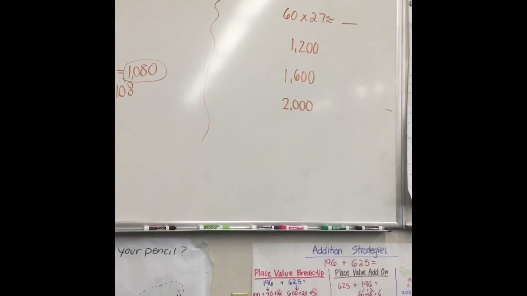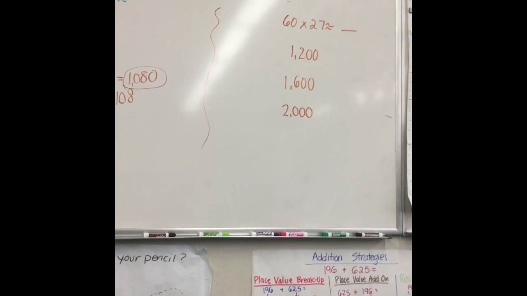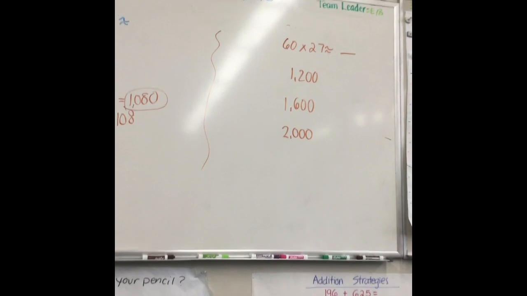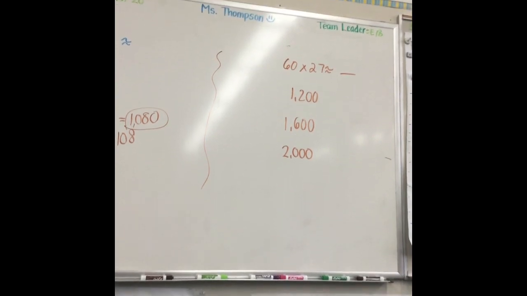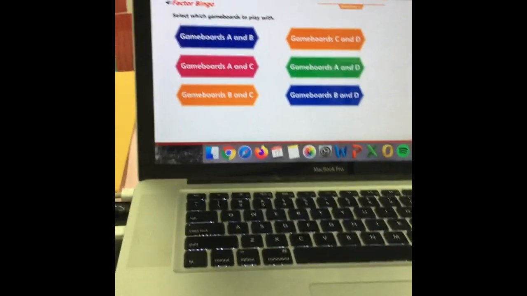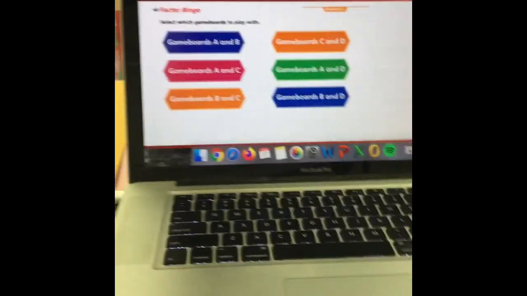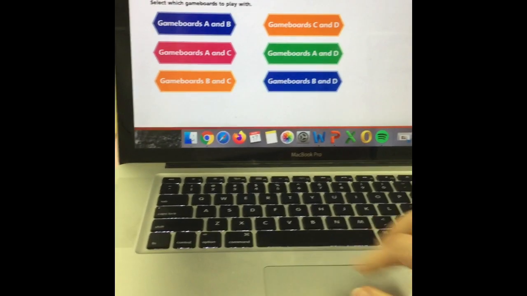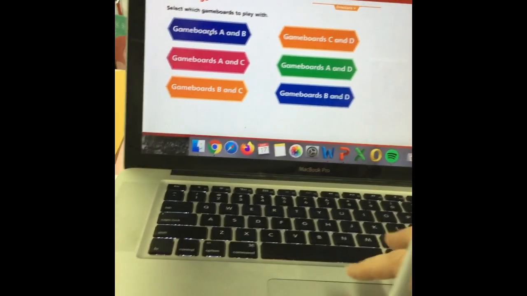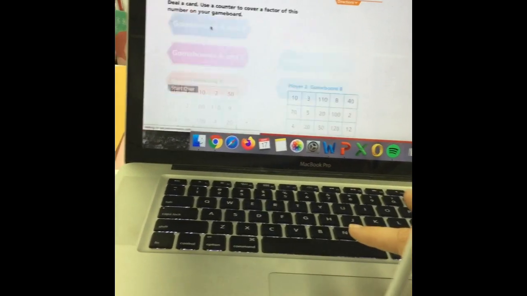Okay, good job. Now I'm going to teach you the next part of our lesson. The next part of our lesson is I'm going to teach you how to play a game called Factor Bingo. You're going to have a link in your Google Classroom on how to play this. So it'll take you to a page that looks like this. What you're going to do is you just choose any game board you want. I'm going to choose the first one, but you can choose any of them.